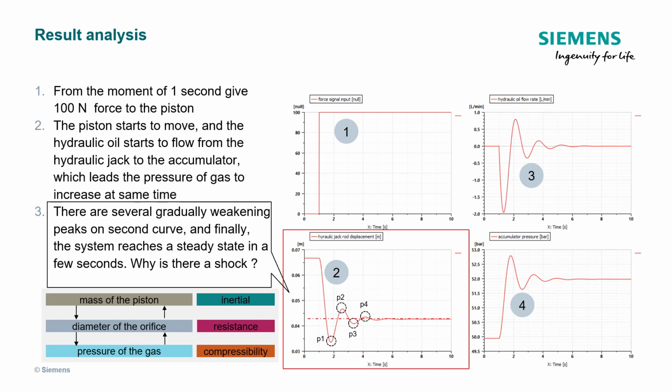There are several gradually weakening peaks on the second curve, and finally the system reaches a steady state in a few seconds. Why is there a shock? There are 3 factors: the mass of the piston, the diameter of the orifice, and the pressure of the gas. They reflect inertia, resistance, compressibility respectively.